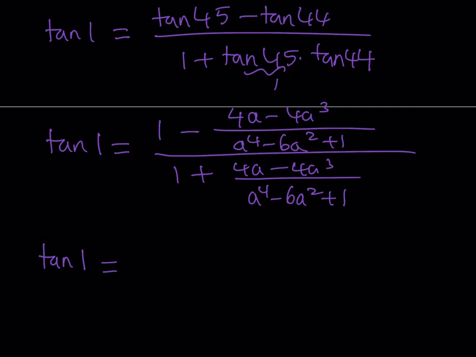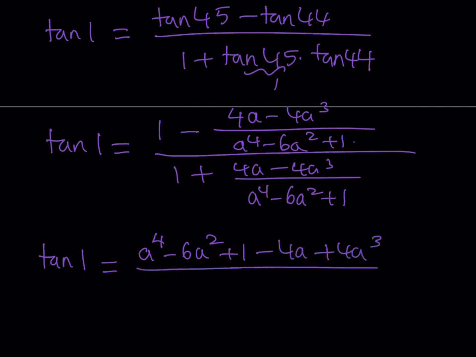So I should be getting something like, and by the way, notice that we get the same denominator. So I can just totally ignore the denominators and focus on the numerators because they're going to cancel out anyways. So I should be getting something like a to the 4th minus 6a squared plus 1 minus 4a plus 4a cubed because I have to negate it, divided by the top, which is going to be a to the 4th minus 6a squared plus 1, and then I'm supposed to add 4a minus 4a cubed.